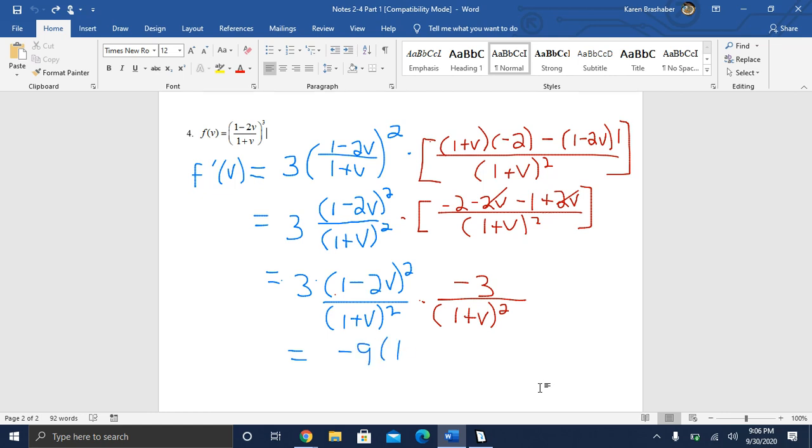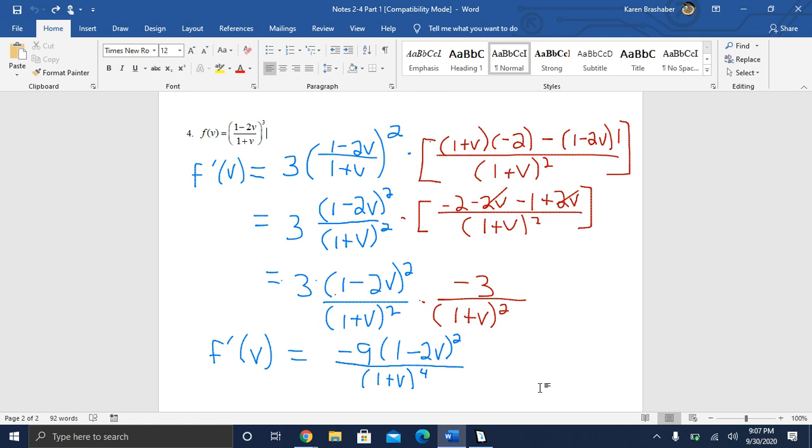My numerator, 1 minus 2v in parentheses to the second power. And that -9 can be in the numerator with that. And then I have 1 plus v. Adding my exponents, I would have to the fourth power. And that is the derivative, f prime of v.